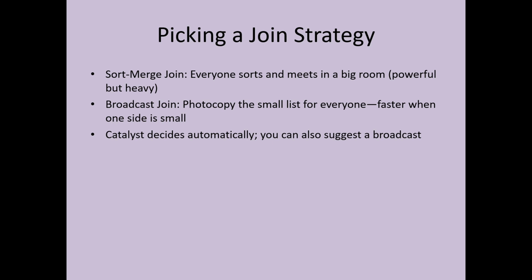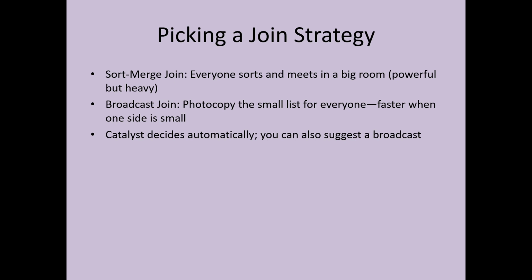Okay, picking a join strategy. So it will pick a join strategy for you, the best way to join your data. Sort merge join is like everyone sorts and meets in a big room. So suppose you have two data sets which are big. It will choose the sort merge join for you, because if both the data sets are big, you cannot do the broadcast join. I mean, that will be the wrong thing to do. But if you have one small and one large, then you can do the broadcast join. So Catalyst decides automatically. You don't have to do anything.